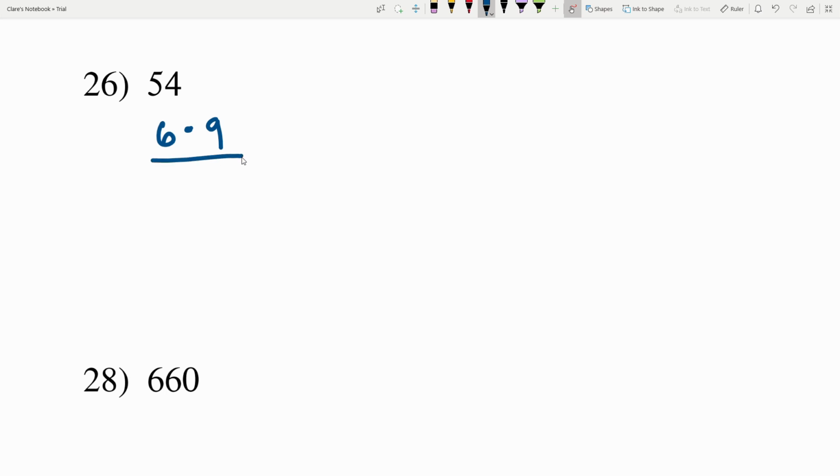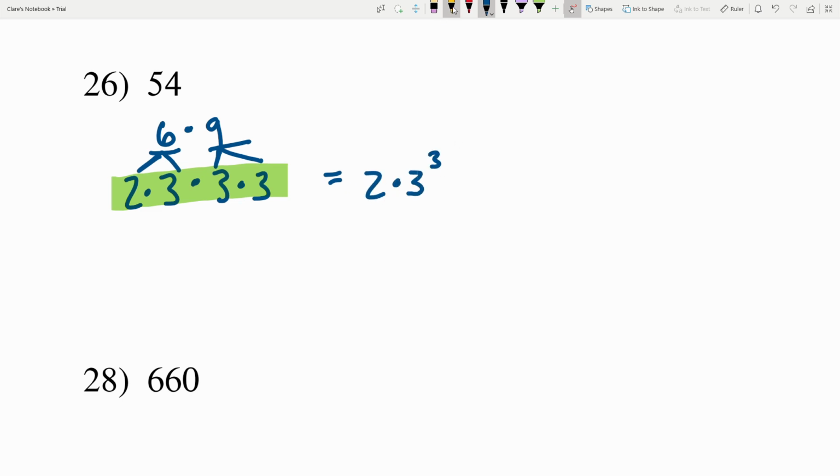I know that neither of these are prime factors, but I'll split these up individually. 6 is 2 times 3, so that's 2 prime factors, and 9 is 3 times 3. So because 6 is 2 times 3 and 9 is 3 times 3, I have all prime factors now. So this is 2 times 3 cubed. And again, 3 times 3 times 3 was 27, and 27 times 2 gave me 54. So again, sometimes it's easier to break it down into smaller numbers first, and then find the prime factors of those.